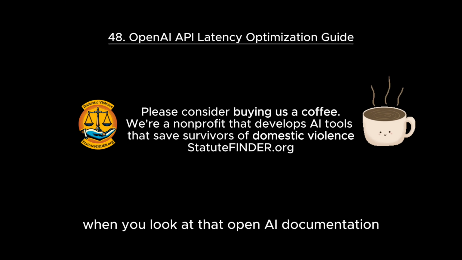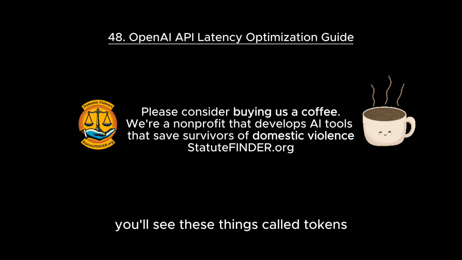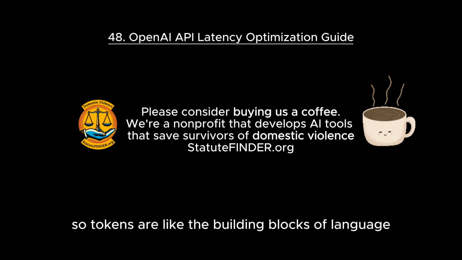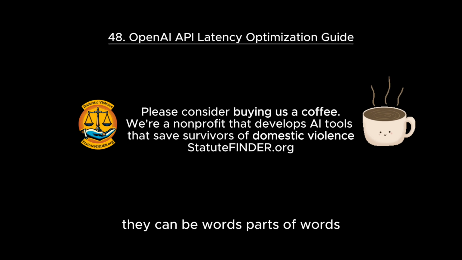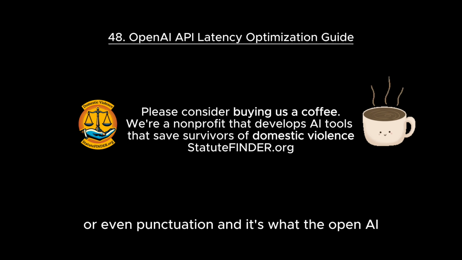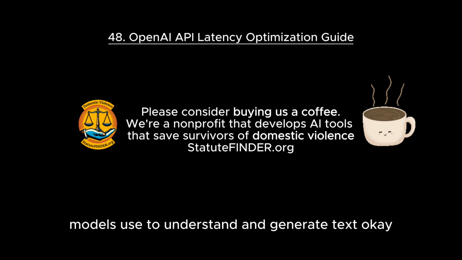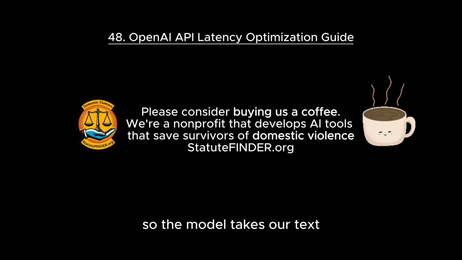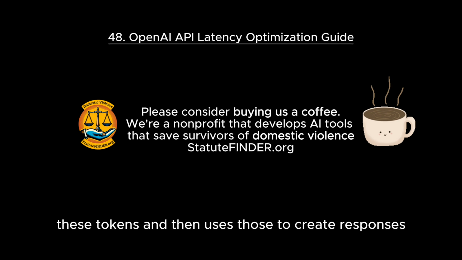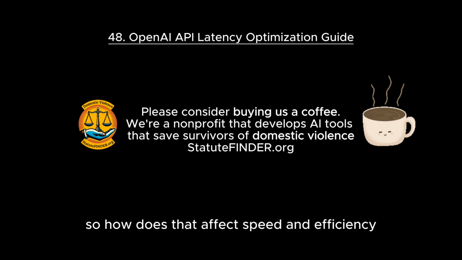When you look at that OpenAI documentation, you'll see these things called tokens. What are those? So tokens are like the building blocks of language. They can be words, parts of words, or even punctuation. And it's what the OpenAI models use to understand and generate text. Okay, so the model takes our text, breaks it down into these little pieces, these tokens, and then uses those to create responses. So how does that affect speed and efficiency?